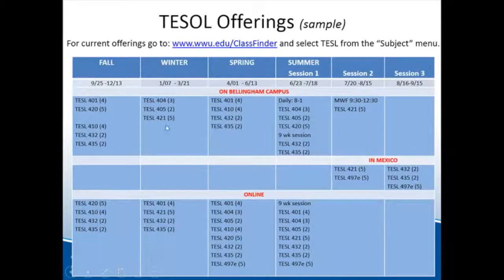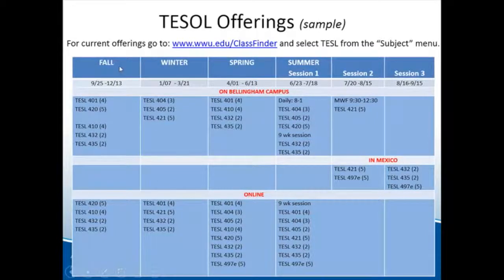Here is another way of viewing the courses that are offered in the program. This top line of programs are the courses that are offered face-to-face on the Bellingham campus. The courses here in the middle are courses that we offer in a summer program in Querétaro, Mexico. And the bottom are courses that are taught online.